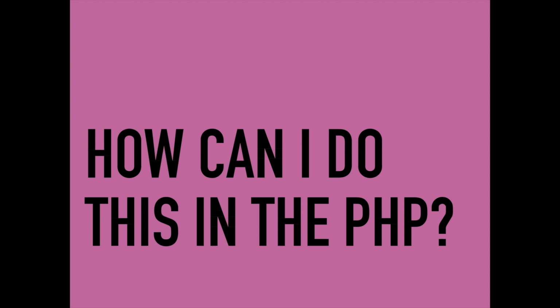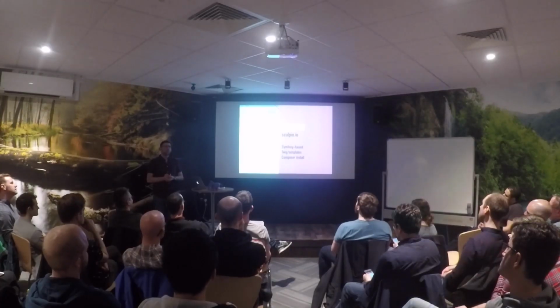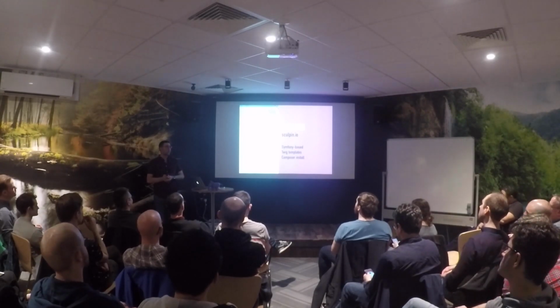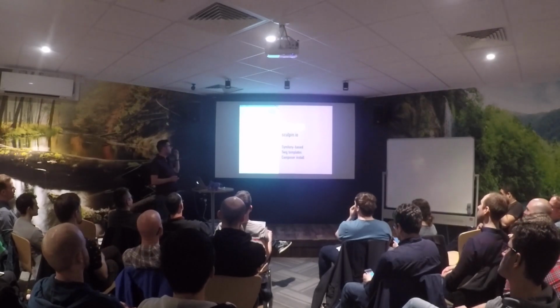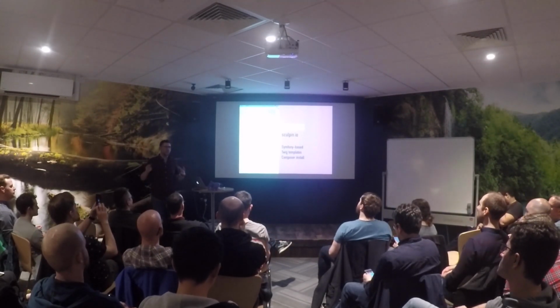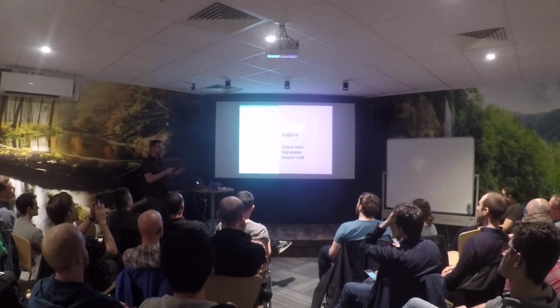So how can we do this in PHP? There's a project called Sculpin, which is probably the best established, most well-known static site generator. It seems to be Symfony-based, uses Twig for its templating. You can just install it with Composer. It seems to have a really nice way of extending it. It's got event hooks, and it seems to extend things in quite a Symfony-like way, as far as I can tell, although that's not really my area of expertise. But that seems like a good one.